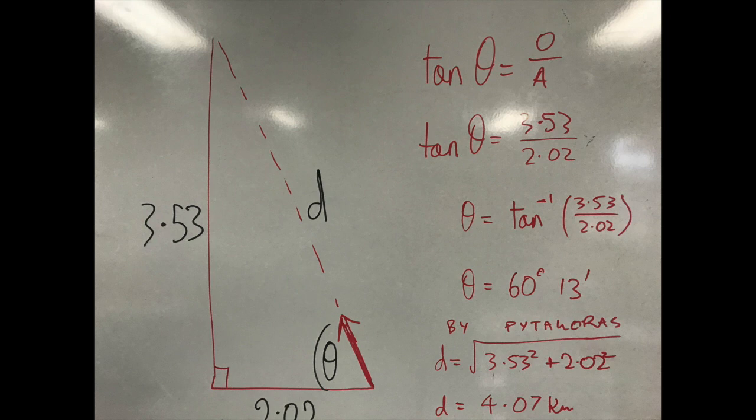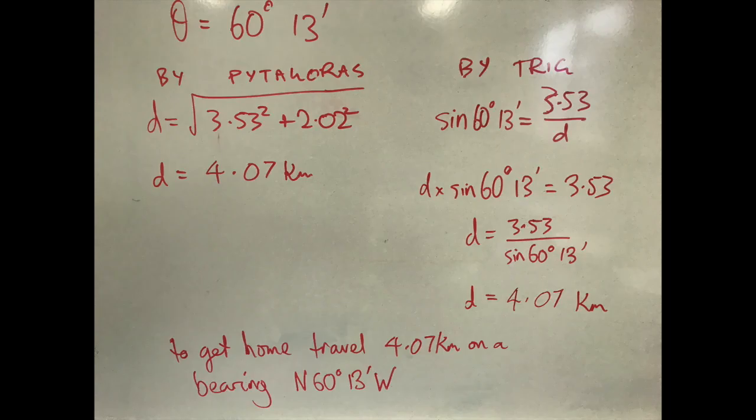To find out the distance that I have to travel, I could use Pythagoras, and that'll give me 4.07 kilometres. I could have also figured out the distance using trigonometry. So for example, I could use sine or I could use cosine, either would work, but sine of the angle is equal to 3.53 over d. Do a little bit of algebra and I get exactly the same answer as I got with the Pythagoras.